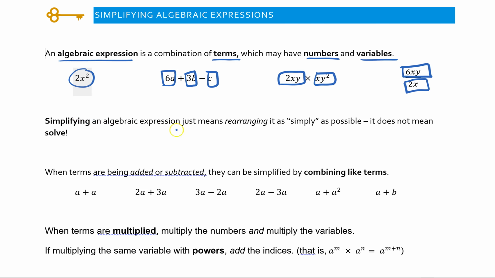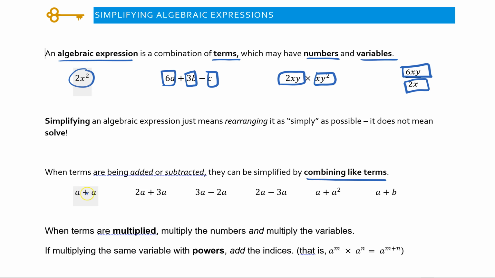Simplifying an algebraic expression just means rearranging it. It doesn't mean solving it. Solving it would imply that somewhere there's an equals in the question. We may introduce equal signs later on, but it has to be in the question if you're going to solve it. So if we think about this, and you would have first seen this way back in Year 7, when terms are being added or subtracted, they can be simplified by combining like terms.